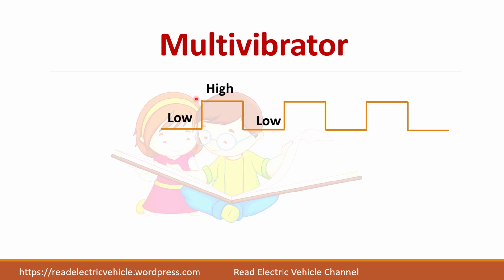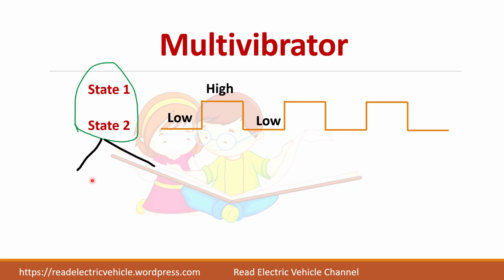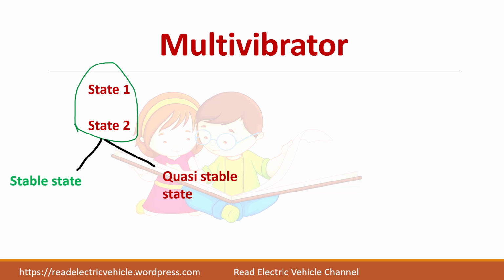Now we saw there are two states. Let us say this high is state 1 and this is state 2. These two states in a multivibrator can be either a stable state or a quasi-stable state. What is this stable state? Stable state means something which is like a permanent state. If you want to change from this state, you have to apply some external trigger. Only if you apply the external trigger from the stable state, the output will change.